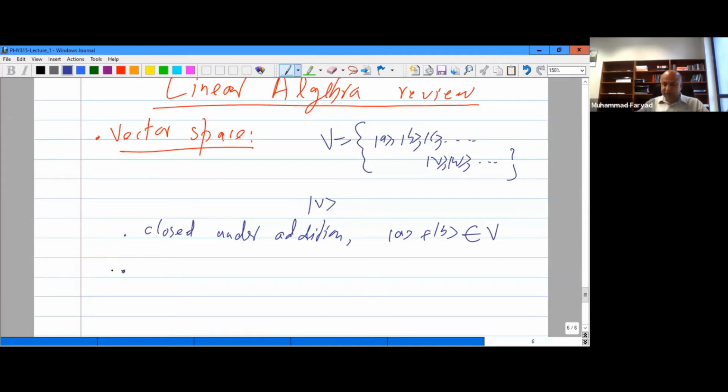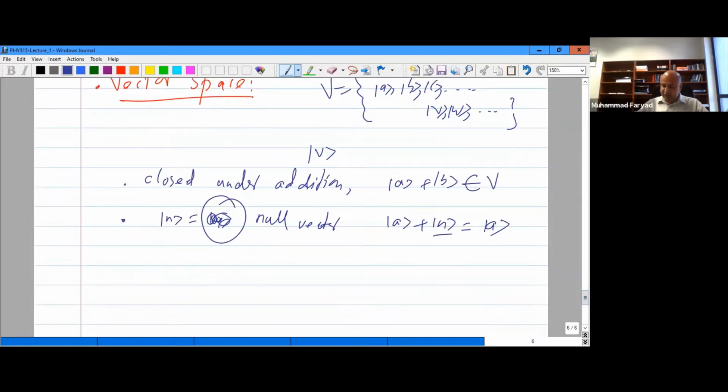Number two is that there is a null element in it. Let me represent it by N. Some people would represent it with 0, but since I'm using 0 for my 0 state, which is not the null vector I'm talking about here, I will not use this symbol but use N. By the way, the elements of this vector space are called vectors. So there is a null vector N such that if you add it to any vector, you get the same vector back. This is the second condition that this set of vectors needs to satisfy.